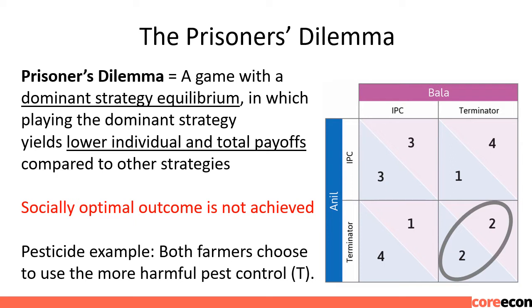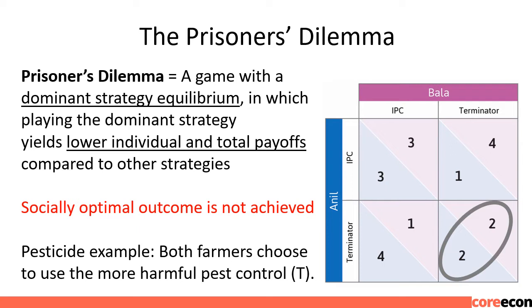If just one of them chooses Terminator, the damage is quite limited. If they both choose it, water contamination becomes a serious problem, and they need to buy a costly filtering system. The payoff matrix on the slide describes their interaction.